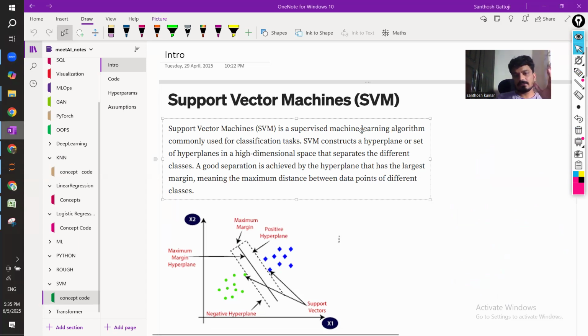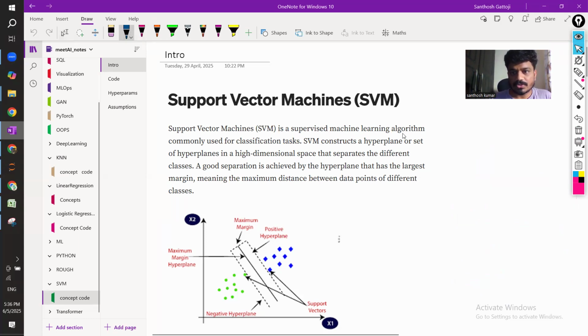To start with, let's try to understand what a support vector machine is. Why is it called a support vector machine? As you can see here, it is a supervised machine learning algorithm commonly used for classification. Every classification algorithm can also be used for regression, as I told you, right? So it can also be used for regression.